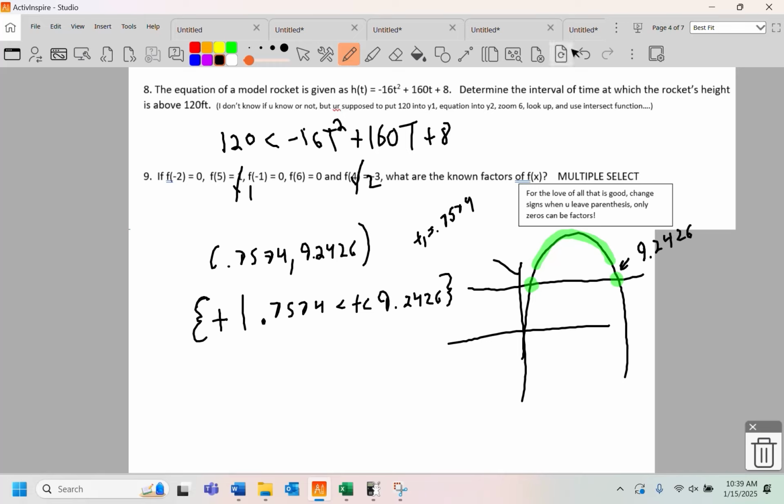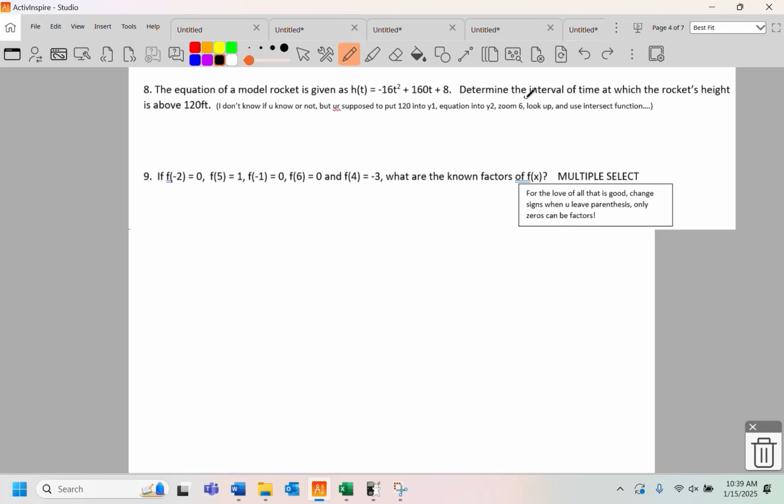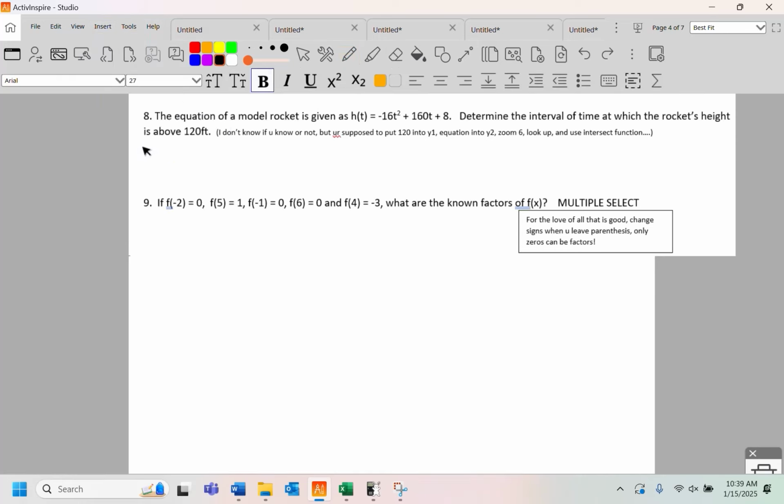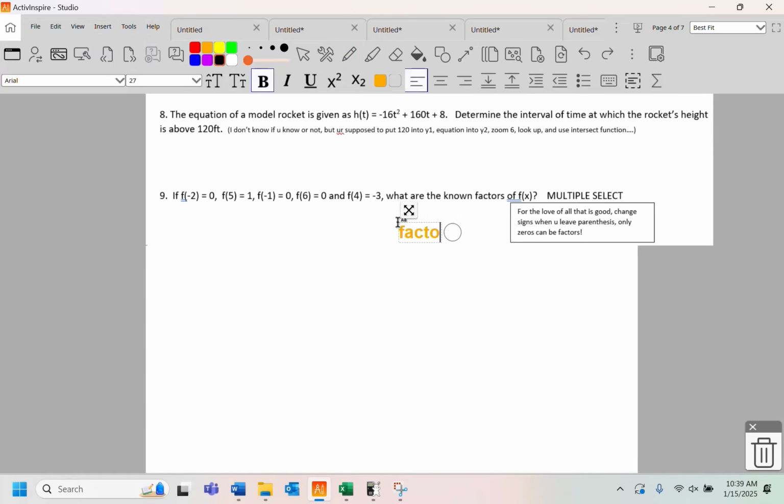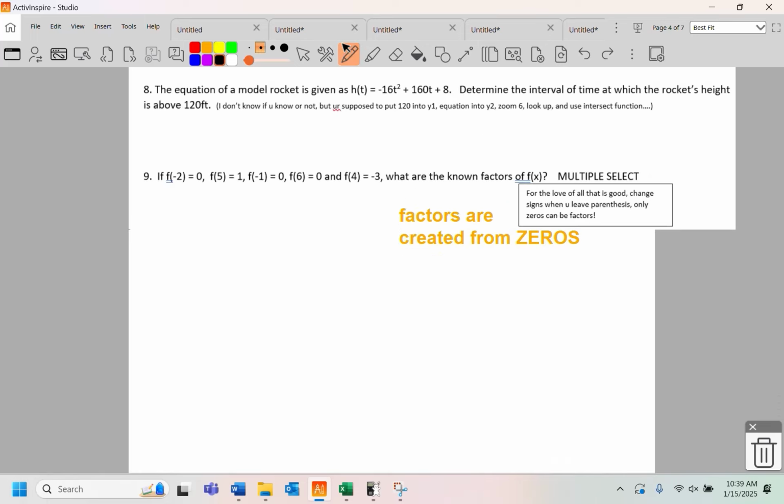All right, moving forward to number 9. Let's see, I am given some things, and I'm asked what are the known factors, and you need to understand that factors are created from zeros. Factors are made from zeros. So if it's not a zero, we're going to throw it away. Not a zero, not a zero. Now think about what these things say. That's F notation. This says x is negative 2. This says x is negative 1. This says x is 6. That's what these things are saying, okay?